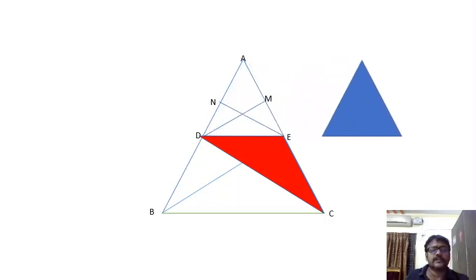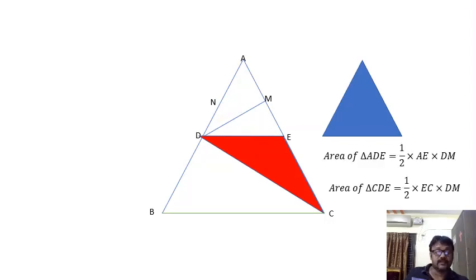However, we know that in whatever way we find the area of a triangle, the area remains the same. So this time, area of triangle ADE is equal to half AE into its corresponding altitude DM, half AE into DM. So again we are going to find area of triangle CDE. We take EC as its base and DM as its altitude, as we have seen in the previous case. So now area of triangle CDE is equal to half EC into DM.